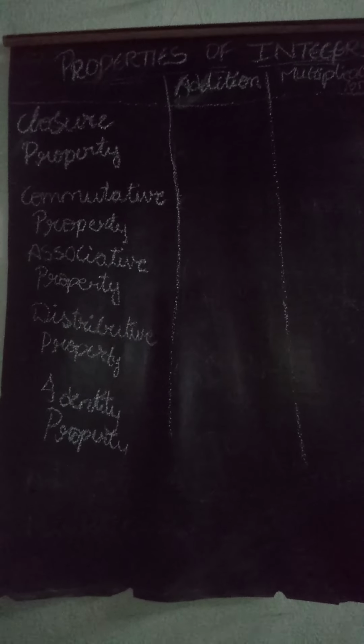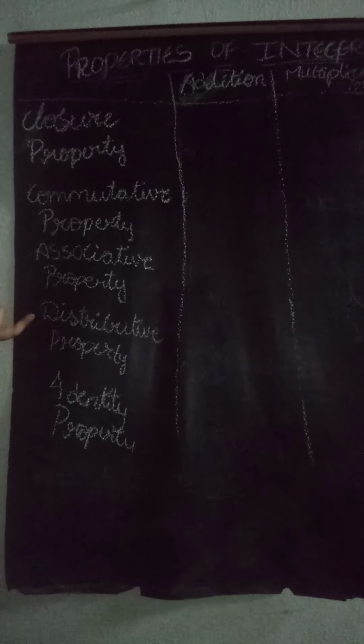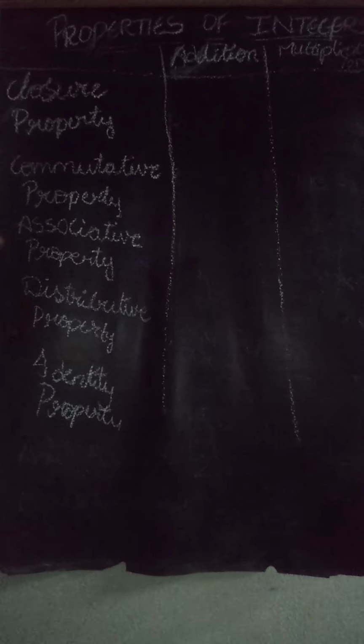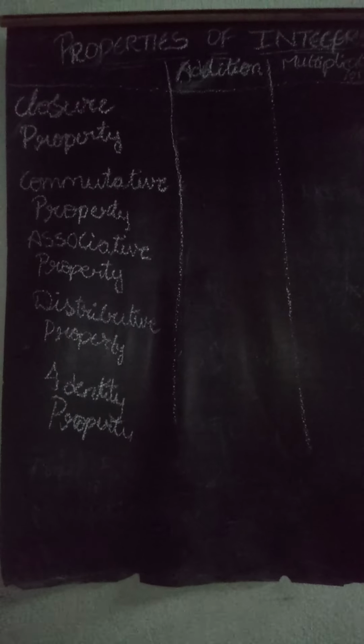So today our topic is properties of integers. Everyone feels that this topic is very tough for them, but actually this topic is very easy. Mainly, coming into the topic, we have 5 properties over here: closure property, commutative property, associative property, distributive property and identity property. So even though there are 5, it's very easy. Let us know about them.